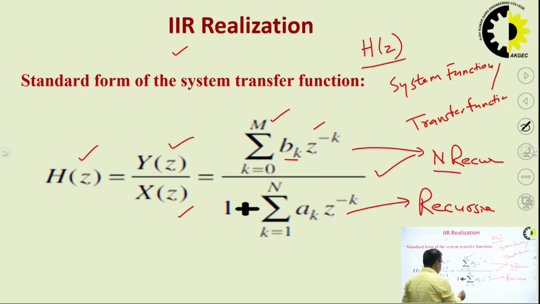That's why it goes from 1 to N, because the past value of output starts from 1. If you get the first output, then you can take the past value of that first output. So, always remember this: in H of z, zeros and poles both will be there. Zeros, the numerator part, always show the non-recursive term and poles always show the recursive term in the IIR digital filter.